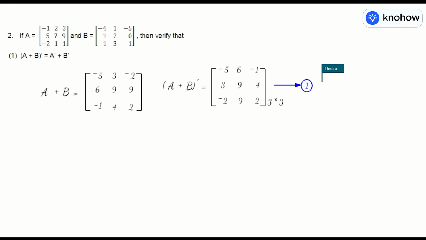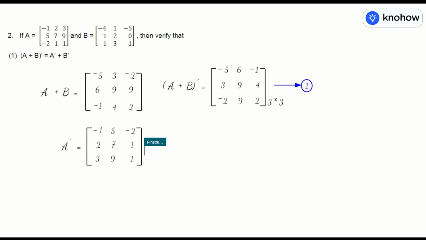And now let me work out A dash and B dash. A dash, you take the transpose of the given matrix A, that is write the elements of the first row, minus 1, 2, 3 in the first column. Elements of the second row, 5, 7, 9 in the second column. And that of the third row, minus 2, 1, 1 in the third column. So that is A dash.